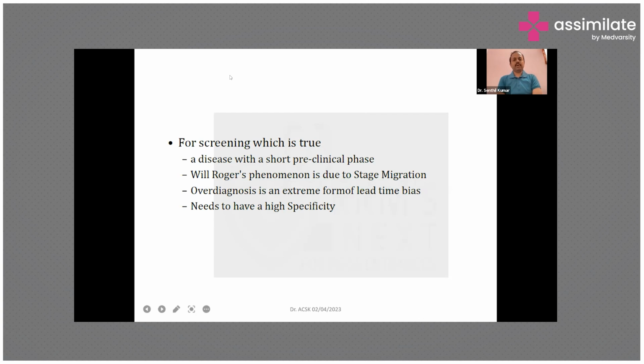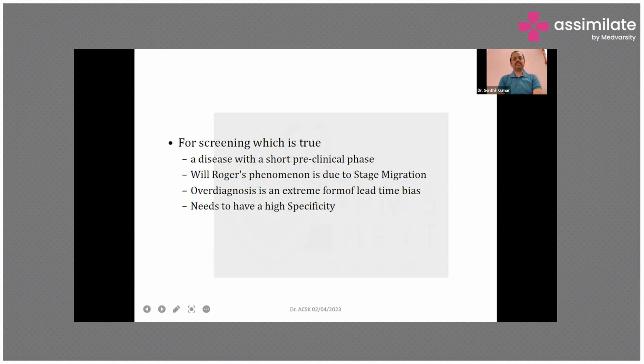Okay. This is because for screening to be effective, you should have a disease with a long preclinical phase. That means you have enough time to do something that will stop the disease from manifesting. So for example, carcinoma of the cervix. You have a preclinical phase, which is carcinoma in situ. This is about a decade long. You have 10 years, which is quite a long preclinical phase. So that is the usefulness. So it has to be a disease where you will have a long preclinical phase.